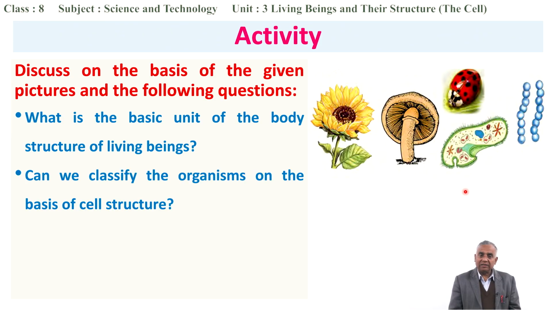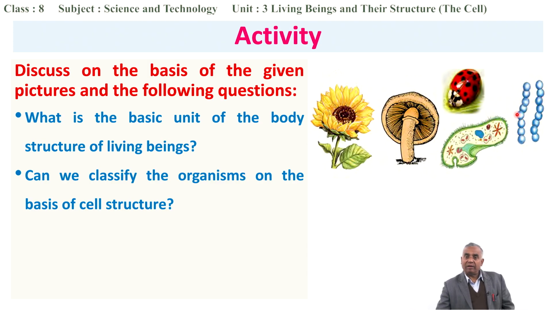The next one is, can we classify the organisms on the basis of cell structure? Classify means what? To divide into different groups on the basis of their similarities. So here you are asked to divide them into different groups on the basis of cell structure. Here cell structure is not shown, but your previous knowledge can help you: these two are in one category, and these three can be kept in one group, and these two in a different group.